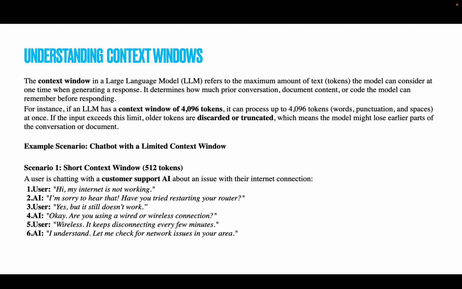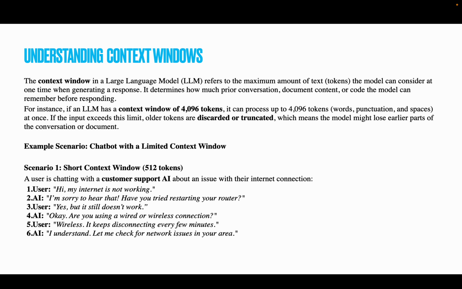Example scenarios like a chatbot with a limited context window. Scenario 1, the short context window. Suppose it has a context window of 512 tokens. So a user is chatting with a customer support AI about an issue with their internet connection. The user says, "Hi, my internet is not working." AI responds, "I am sorry to hear that. Have you tried restarting your router?"